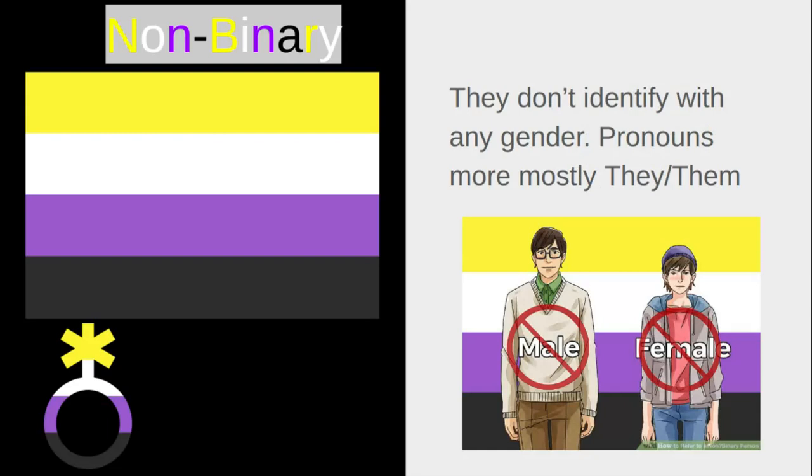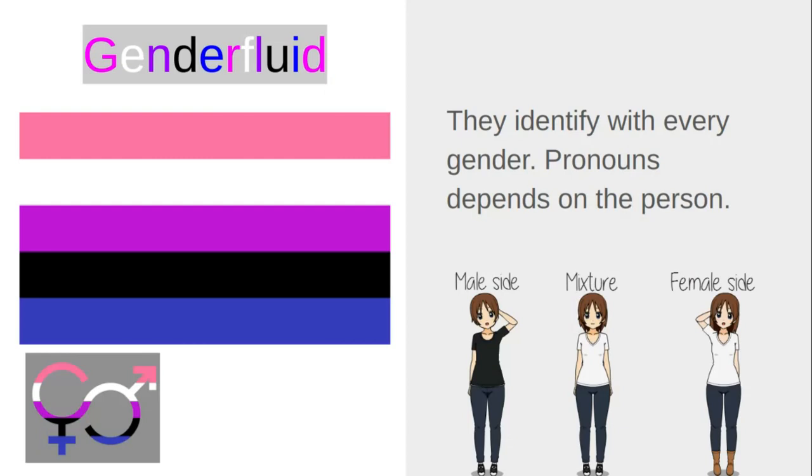Another one besides the first two that is also common is gender fluid. Gender fluid is someone who identifies with every gender. It's also an umbrella term. So the pronouns will depend on the person. If one day a person is dressed more feminine, they will go with she, her. But if they are more masculine on another day, they would identify with he, him. There are also days when they would be something in between, a mixture, so they would identify with they, them. And this is another common one that you would most likely see.